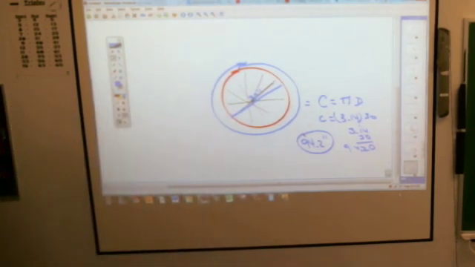Which is how many feet? Close to how many feet? 8 feet is how many inches? 96. So your bicycle tire will travel about 8 feet in one revolution.